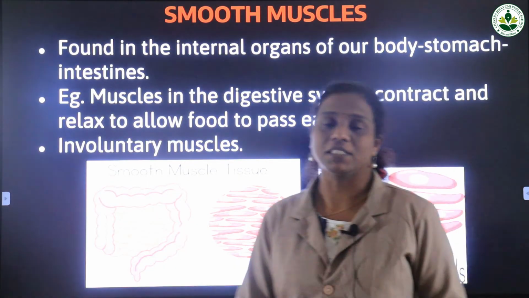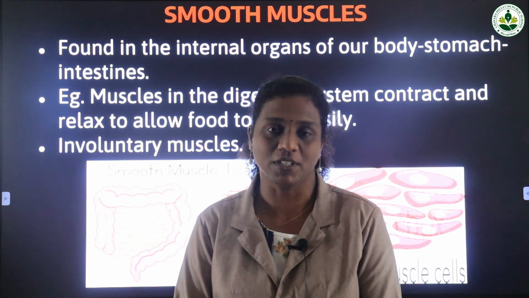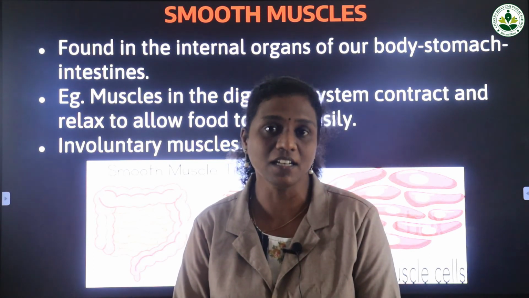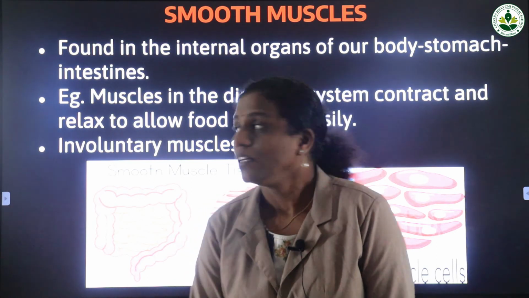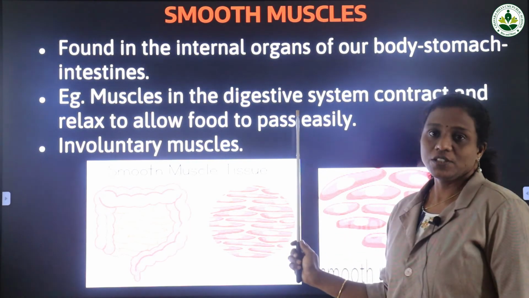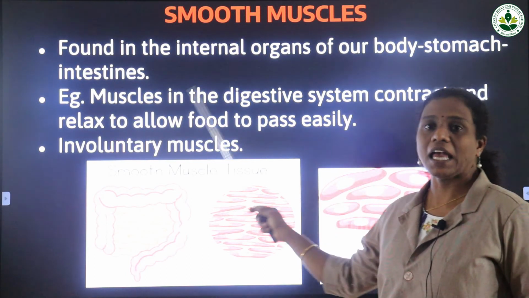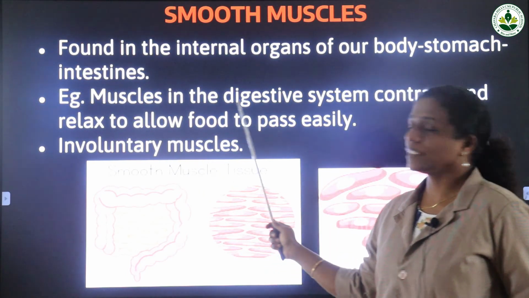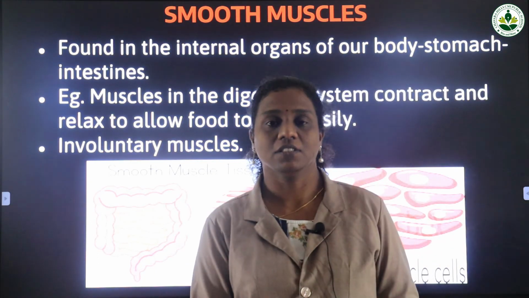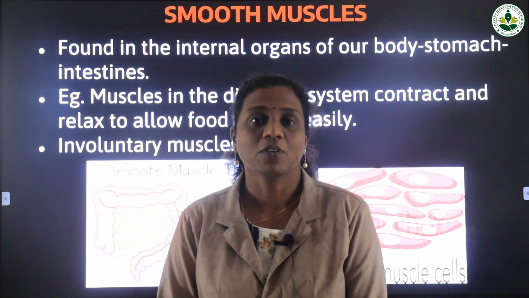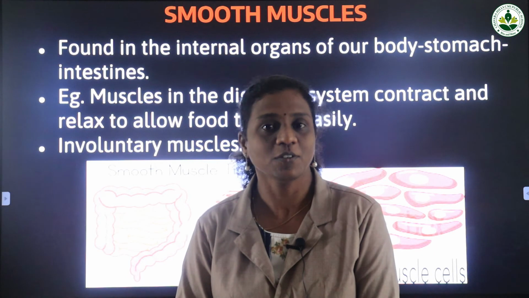Then next is smooth muscles. Smooth muscles we mainly see in the internal organs of our body, like the esophagus or intestine, and also in the digestive system. They are found in the internal organs, stomach and intestine. For example, muscles in the digestive system help in the contraction and relaxation of the food pipe, and also help in the movement of the food items.